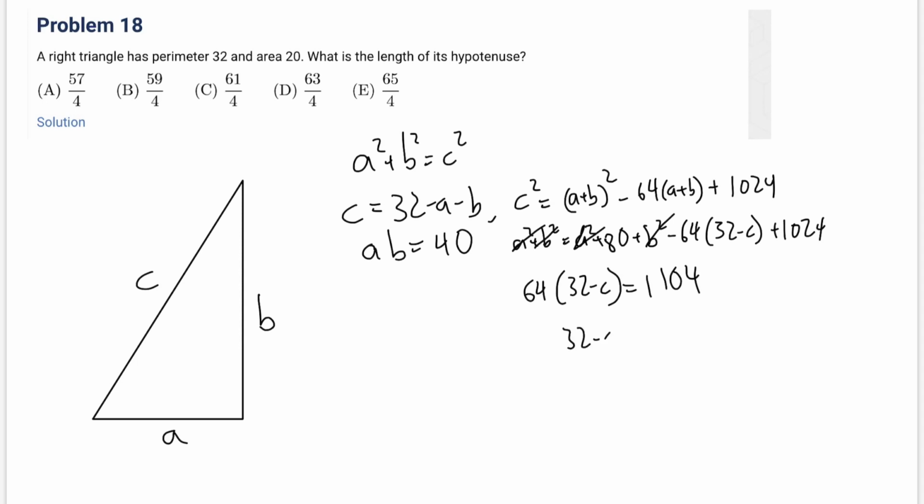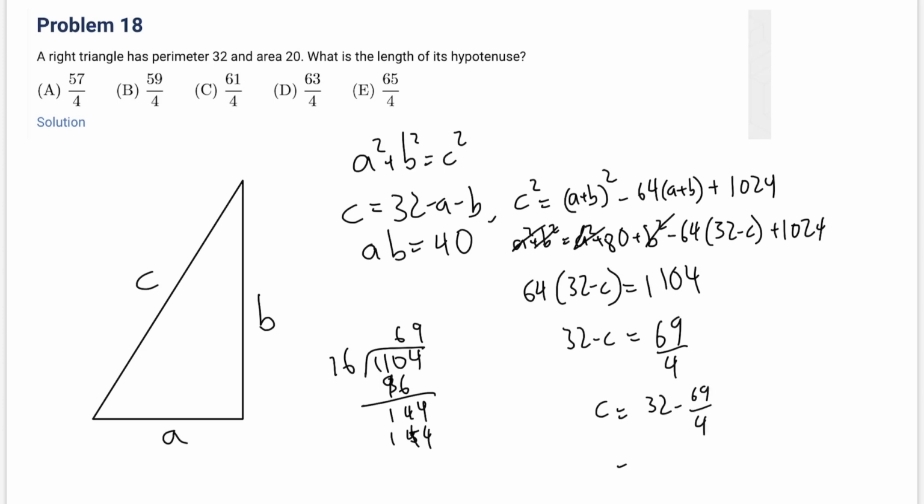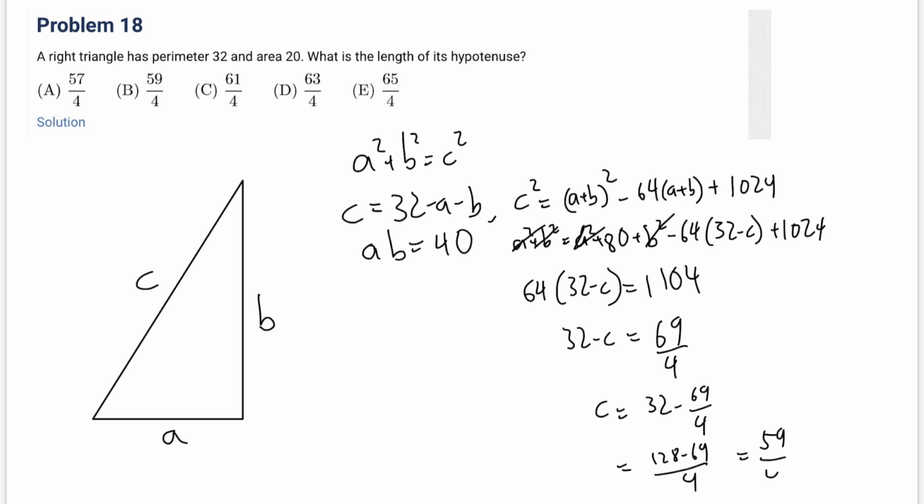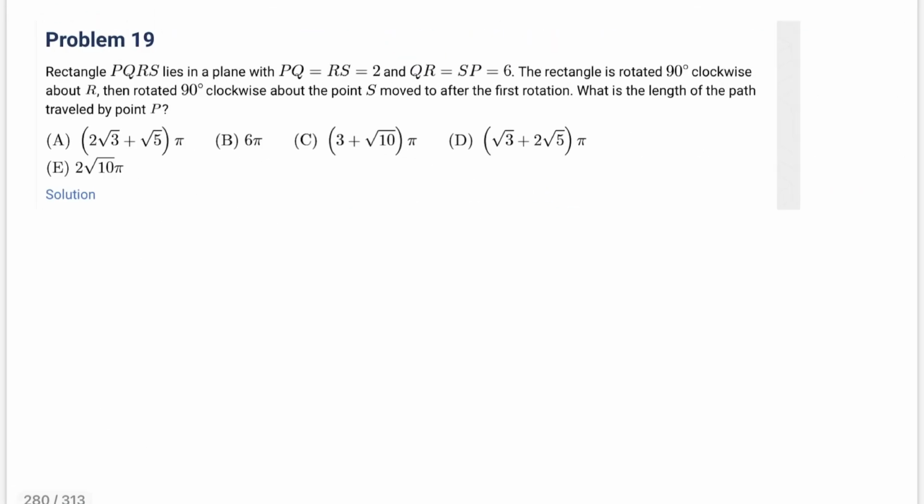So 32 minus c equals 69 over 4. C equals 32 minus 69 over 4, which is 128 minus 69 over 4, which is 59 over 4. The answer is B. Number 19, rectangle PQRS lies in a plane with PQ equals RS equals 2 and QR equals SP equals 6.